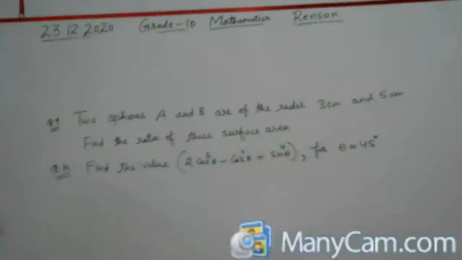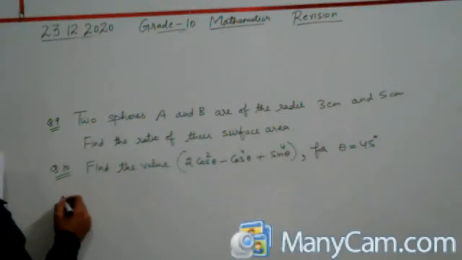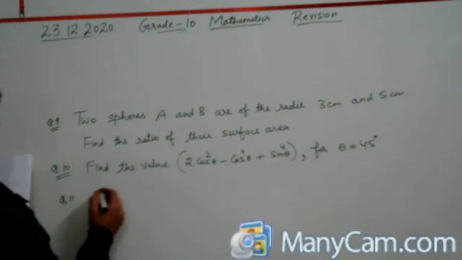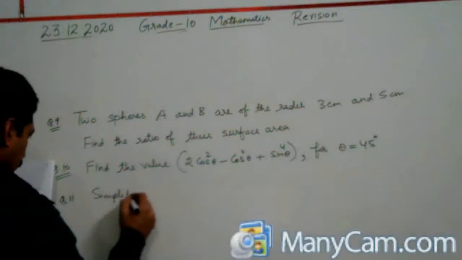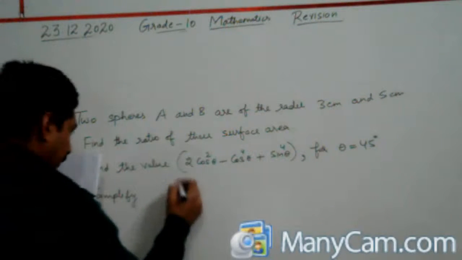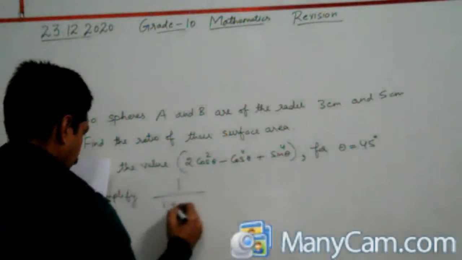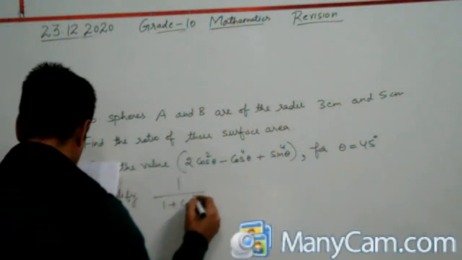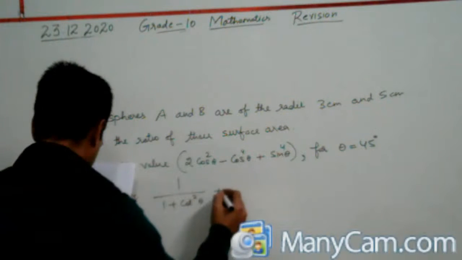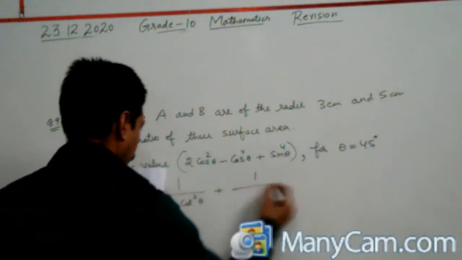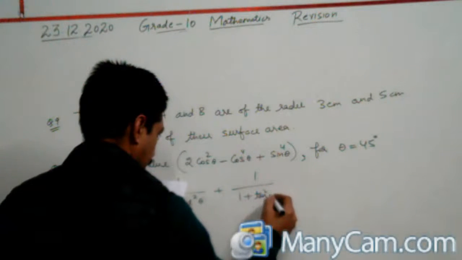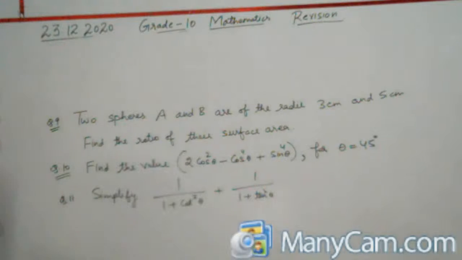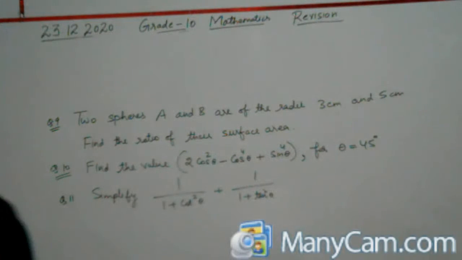And one more is: simplify 1 upon 1 plus cotangent square of theta plus 1 upon 1 plus tangent square of theta. Solve.